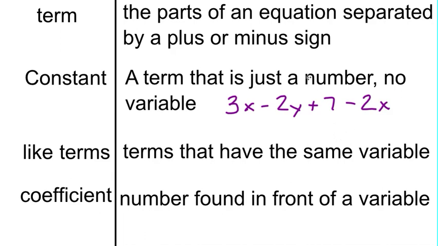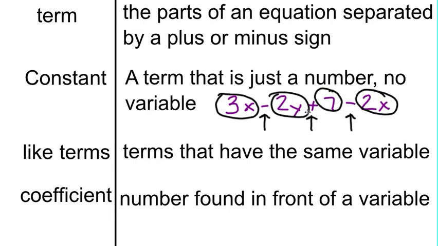So first of all, let's talk about terms. Terms are parts of an equation or an expression separated by a plus or a minus sign. So when I'm looking here, I see there's a minus sign here, a plus sign here, and a minus sign here. I could take these and create them into something different, but at this point in time, I'm just going to leave it the way it is. So that means each one of these is a term. This 3x right here, that is a term. This 2y right here is a term, 7 is a term, 2x is a term. They're separated by the plus and the minus signs.